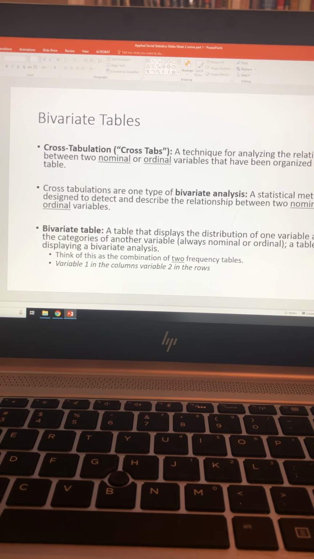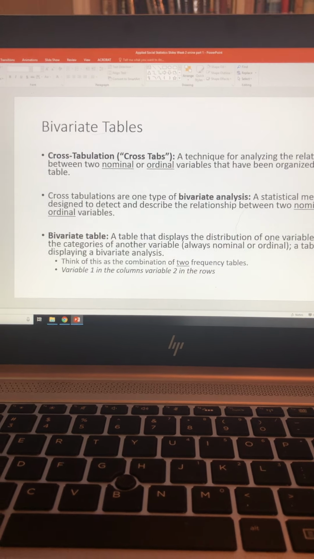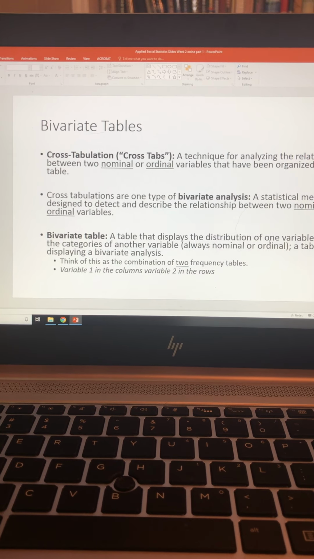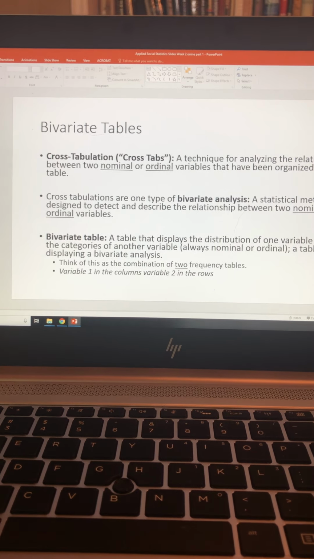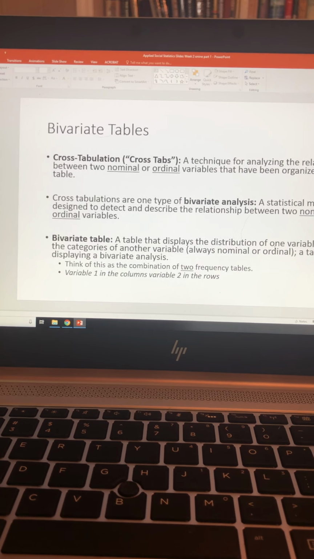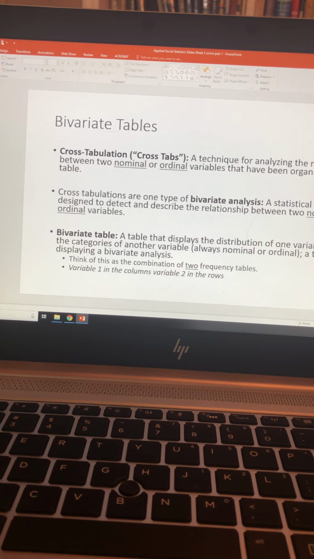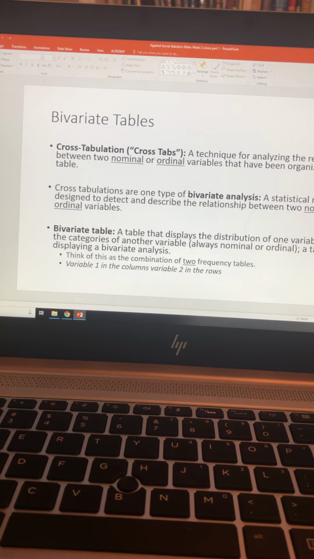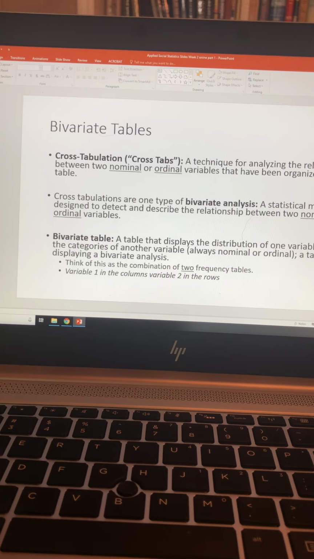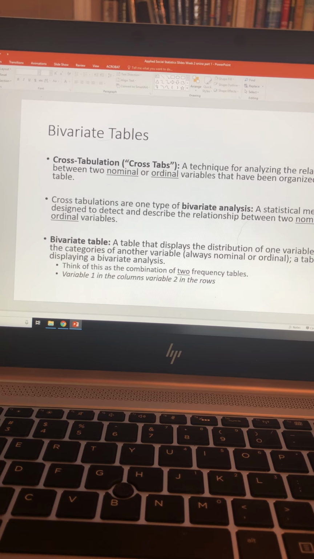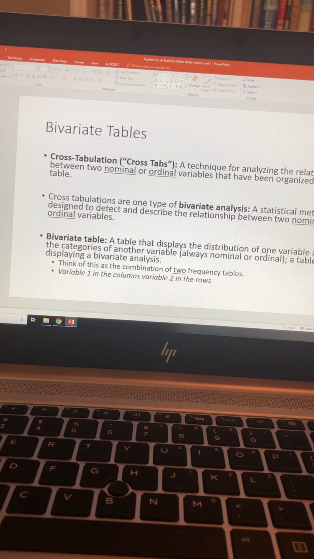So cross-tabulations are one particular type of bivariate analysis. And if you break down this word bivariate, two variables, pretty simple. It's this method to detect and describe the relationship between two variables, particularly nominal and ordinal variables. So think of it in a way of, we want to look at an independent and a dependent variable and their relationship. Okay. So a bivariate table is simply a graphical table that displays the distribution of one variable across the categories of another. Again, it's always nominal or ordinal, and it's a table that shows this bivariate analysis.